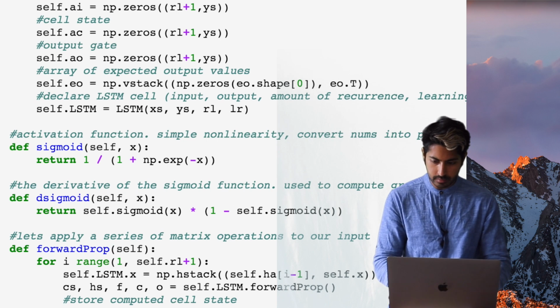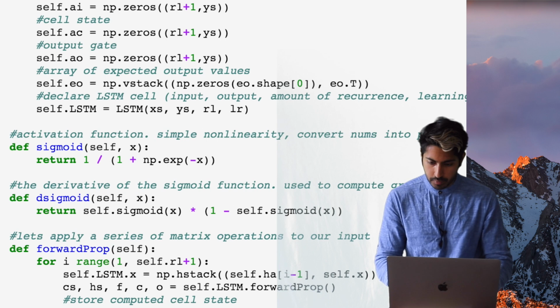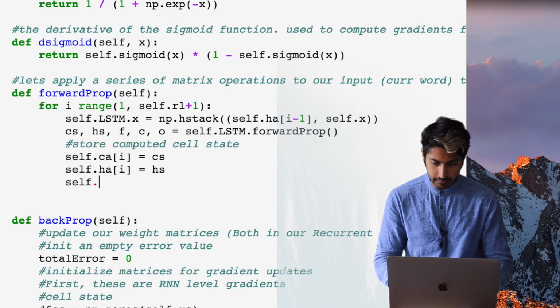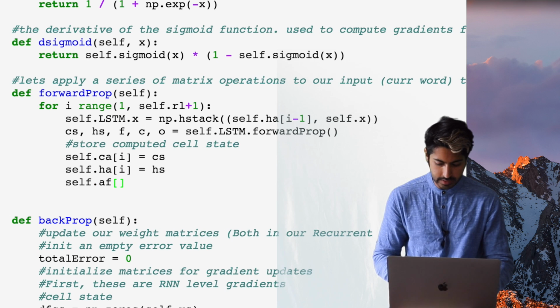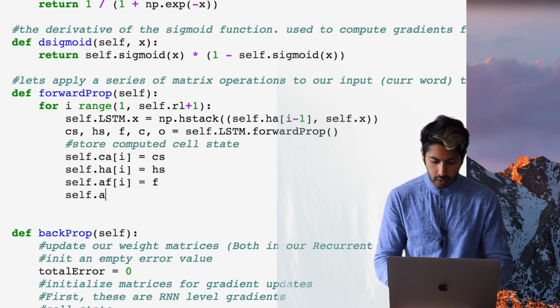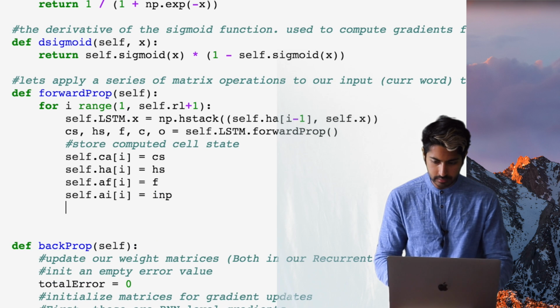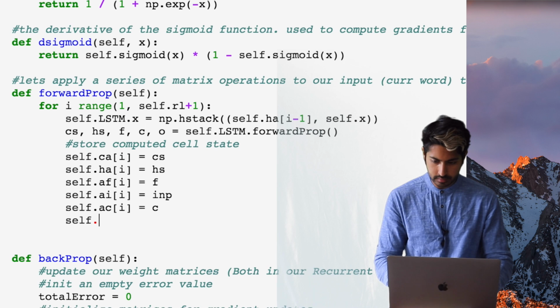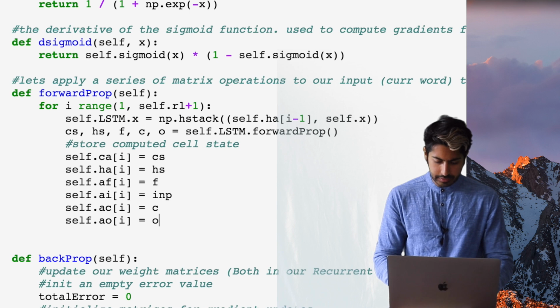And so we can just set the hidden state. We've got our, what else do we have? We have our forget gate, of course. The forget gate is going to be set as well. These are all values that we computed in our forward propagation states. We have our input gates, which we're going to set like that. We have our cell state. And then we have our output gate. Right, these are all values we computed there.